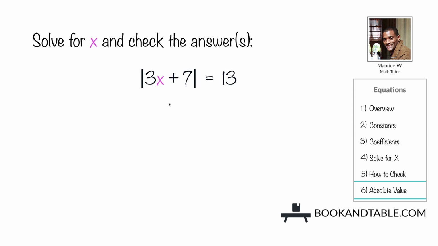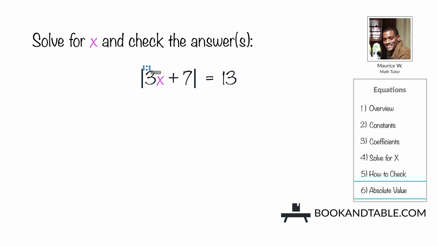So let me walk you through an example of an equation that includes an absolute value term. Solve for x and check the answer or answers. The absolute value of 3x plus 7 is equal to 13. So we're solving for x. Now remember, the term inside the absolute value can be negative or positive, but once you place it inside the absolute value signs, it is always going to have a positive value.